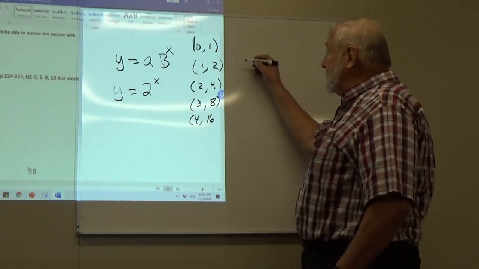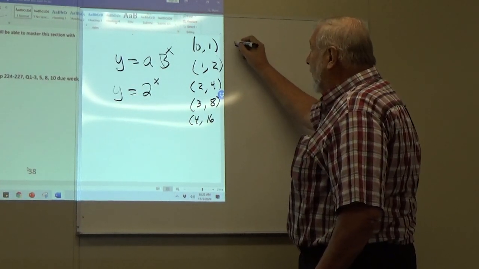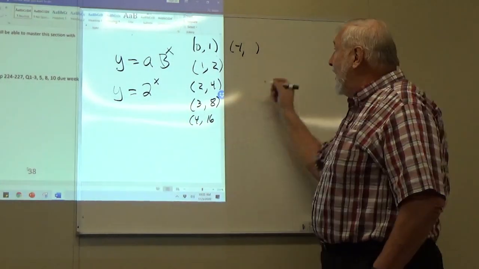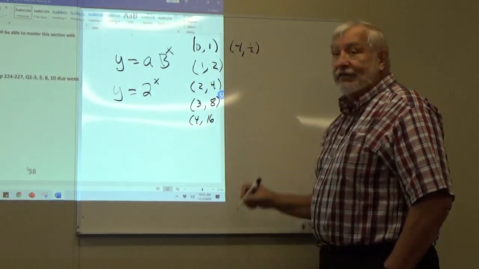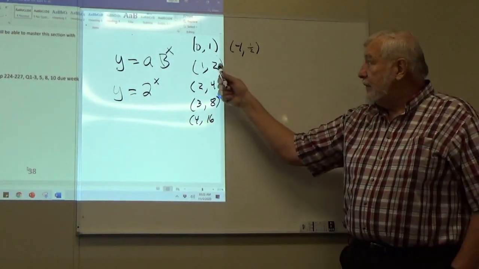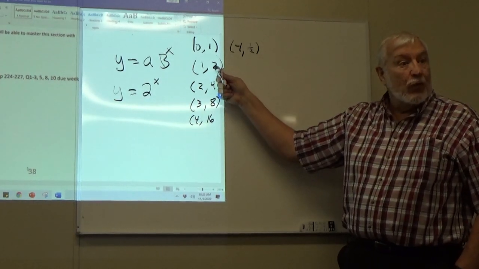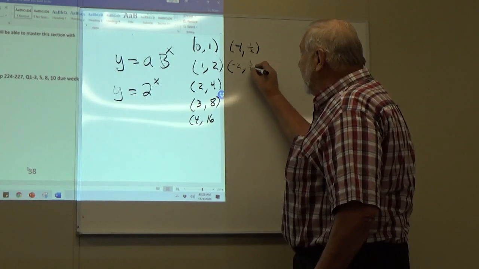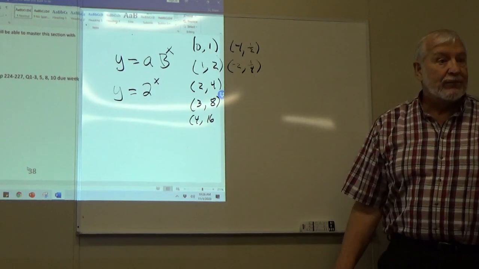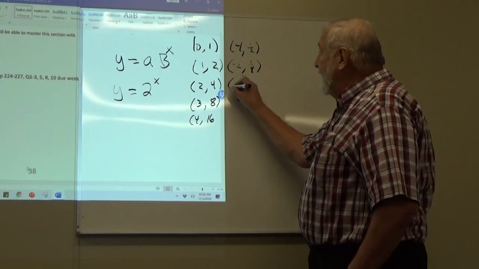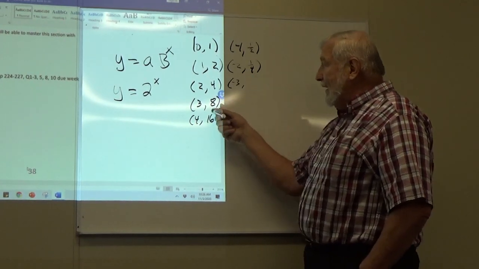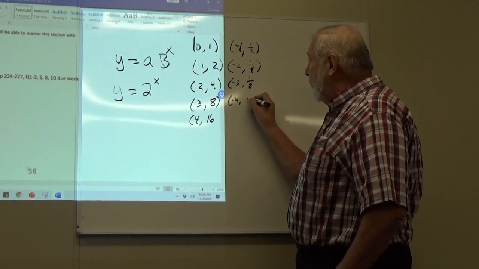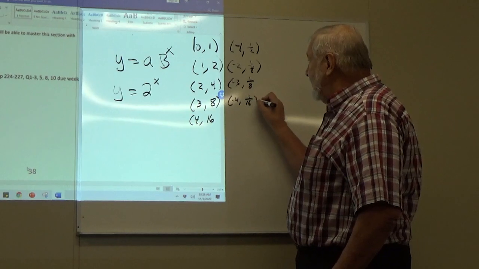Now, let's go backwards. What happens if I have negative 1? Negative 1 means take this number and throw it to the bottom of the fraction. So that's 1/2. If I'm at negative 2, I put that at the bottom of the fraction, it's 1/4. If I have an exponent of negative 3, it's 1/8. And if I have negative 4, it's 1/16.